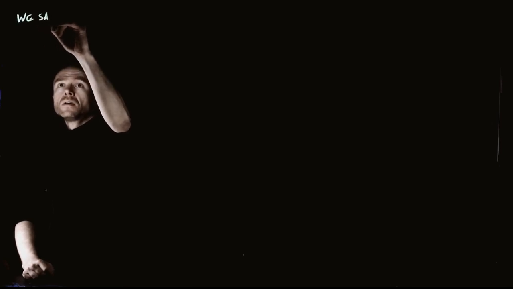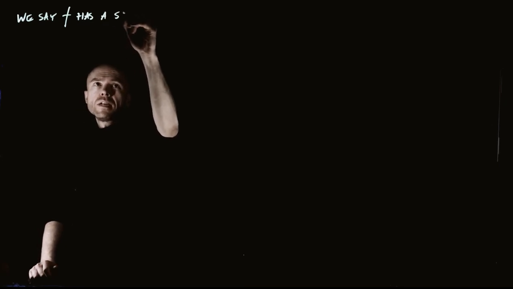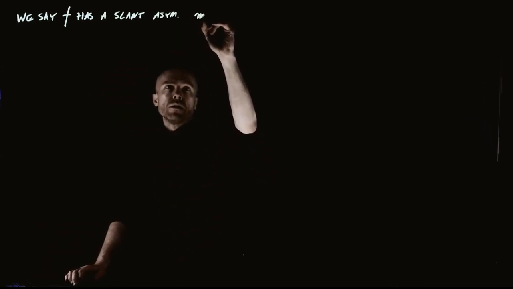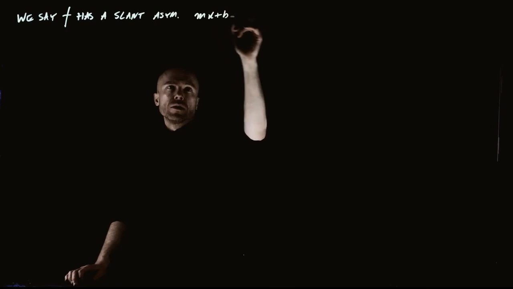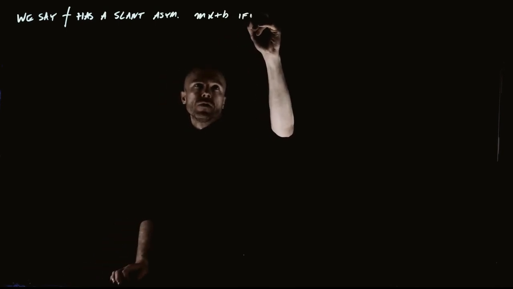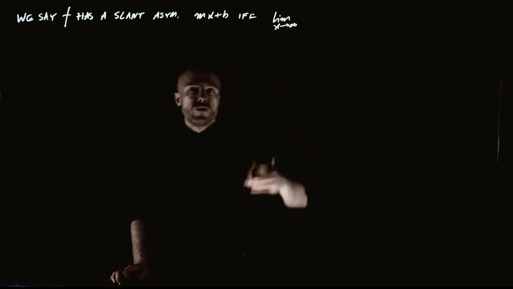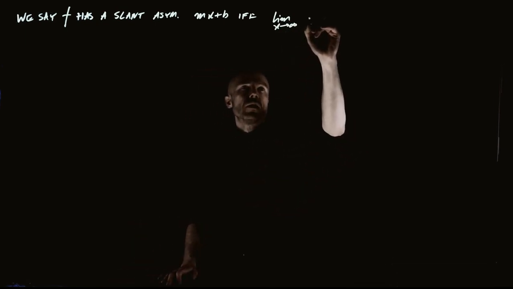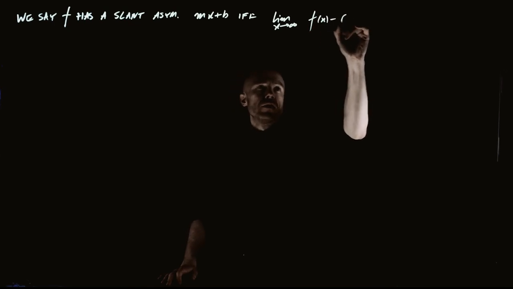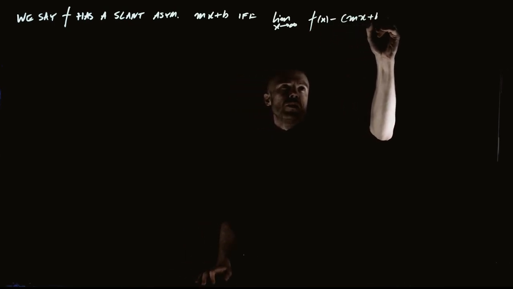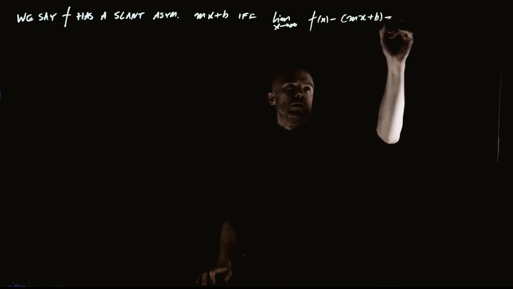So we say f has a slant asymptote, I'm going to abbreviate asymptote to asym, given by, say, mx plus b, if and only if the following is true: that the limit as either x tends to infinity or minus infinity of f of x minus this function mx plus b is equal to 0.